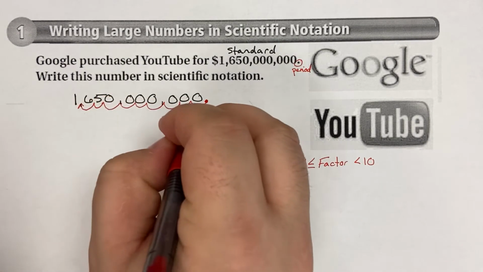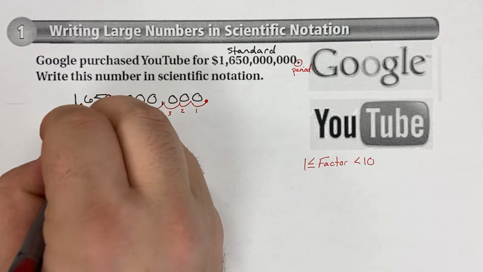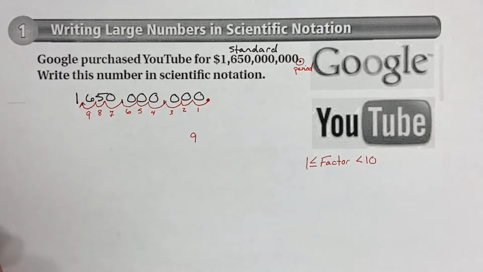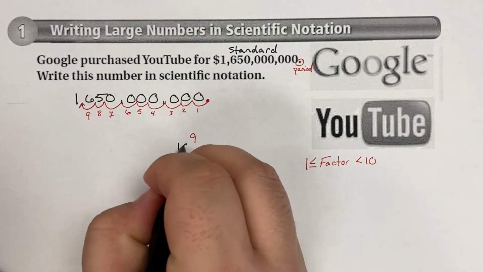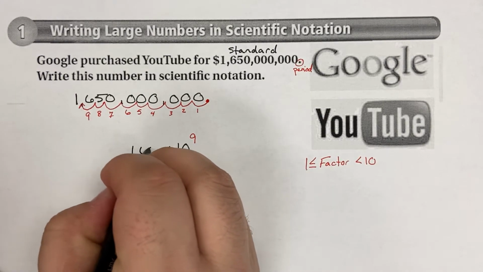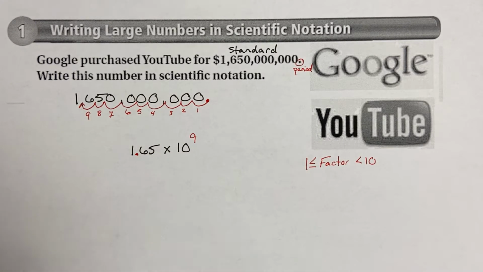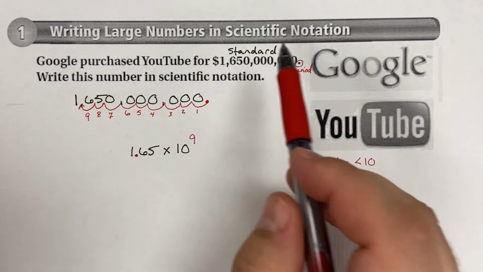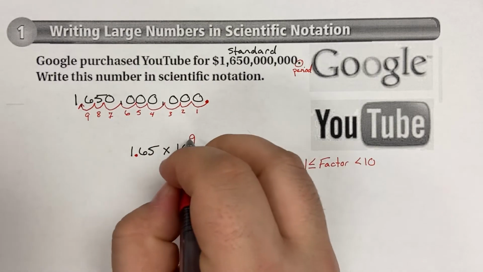So now I really just have to count 1, 2, 3, 4, 5, 6, 7, 8, 9. So I know my exponent is going to be 9 because I moved my decimal 9 times. And I know that I have 165 with the decimal right here. The only question that we have at this point is whether or not this 9 is positive or negative. And the way to think about it when you're going from standard form to scientific notation: if you're making it larger, then it is positive.